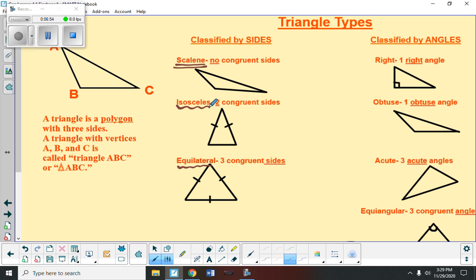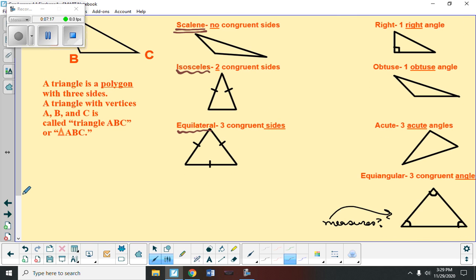All right, next we can classify a triangle by the types of angles. If it has a right angle, it's called a right triangle. If it has an obtuse angle, it's called an obtuse triangle. And if all of the angles are acute, it's called an acute triangle. The last word that you need to know, which is really important, is equiangular. That is when all the angles are congruent.